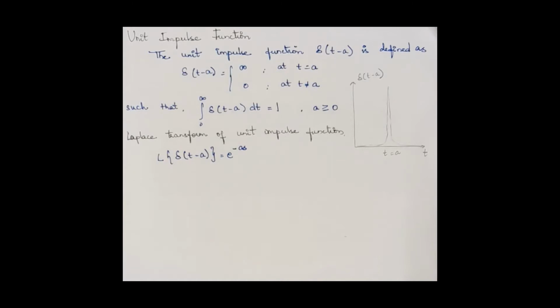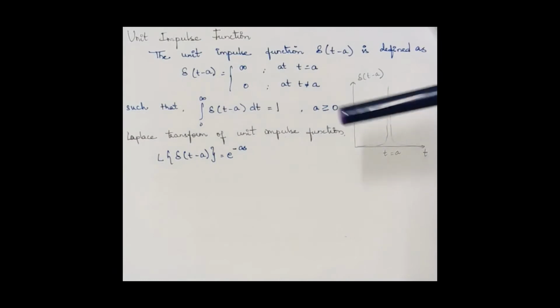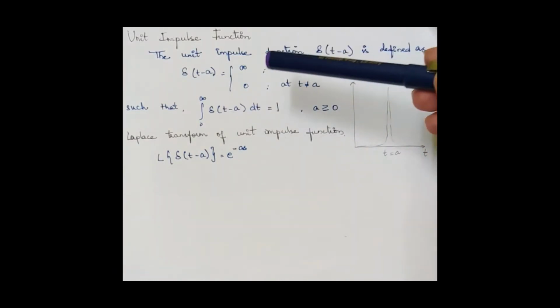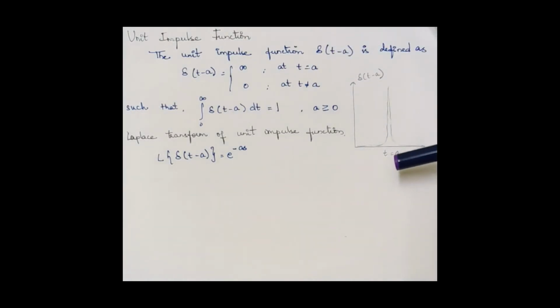So what is an impulse? Impulse is something like a great change or a large amount of change happening for a short period of time. Similarly, the unit impulse function delta of t minus a is defined as infinity when t is equal to a and 0 when t is not equal to a. You can observe the change only when t is equal to a. This is your sample graph. At the point t is equal to a, the function is increasing to infinity.